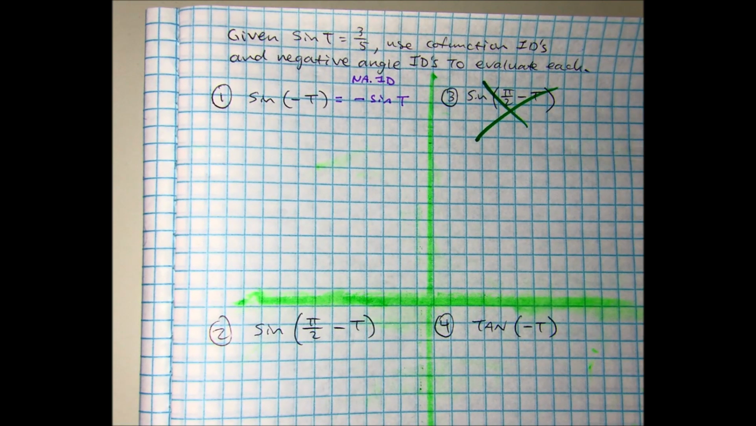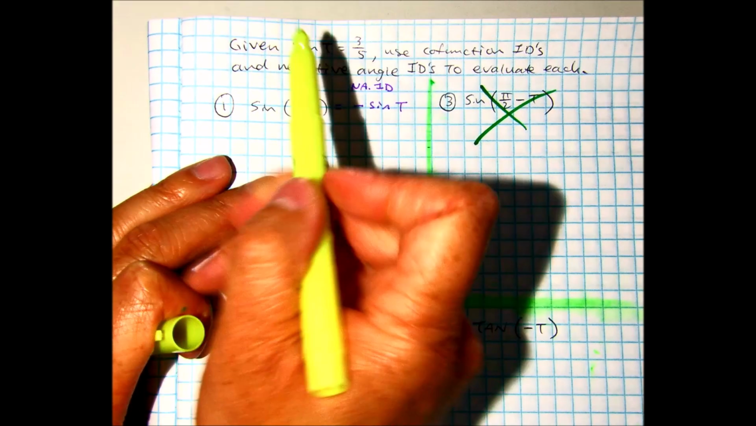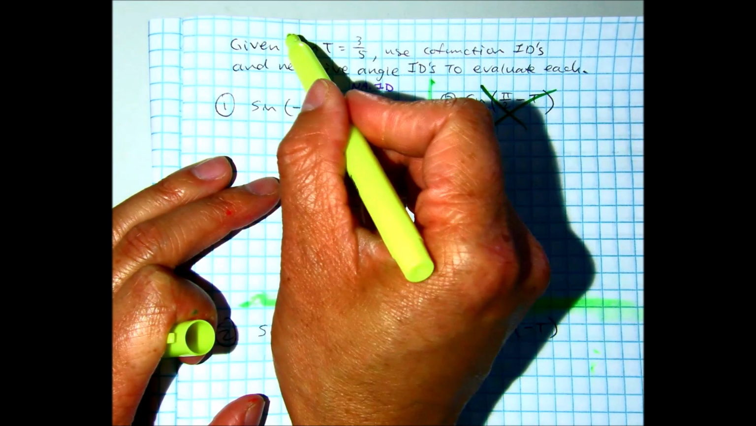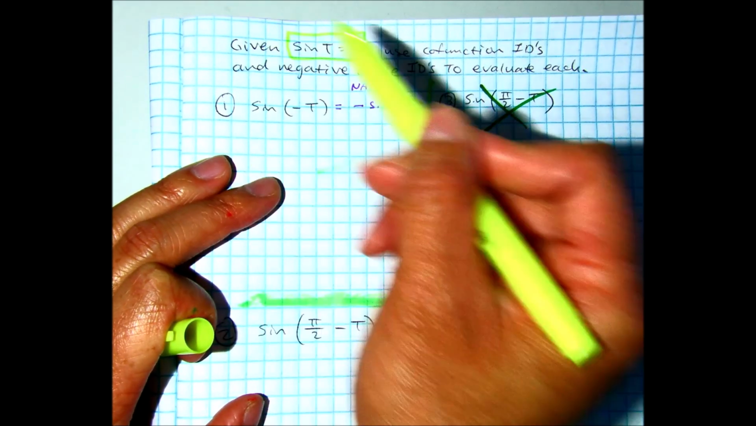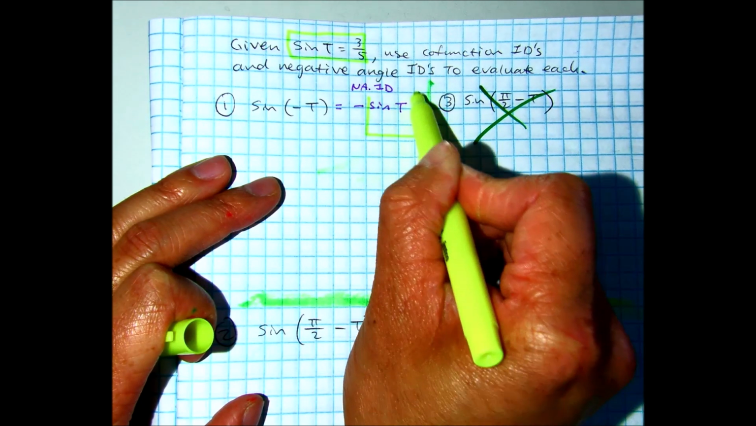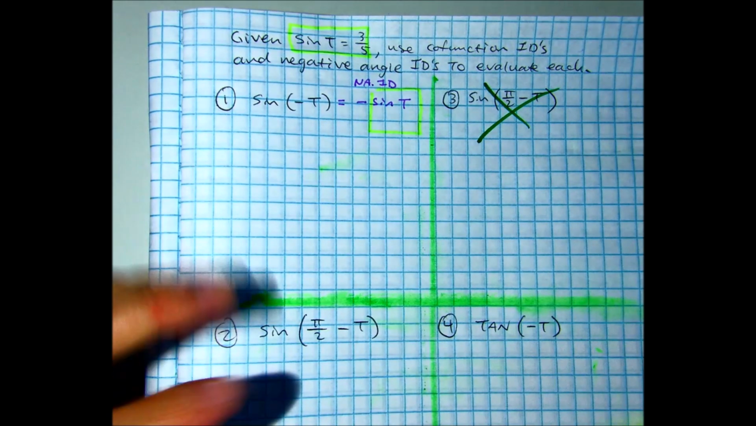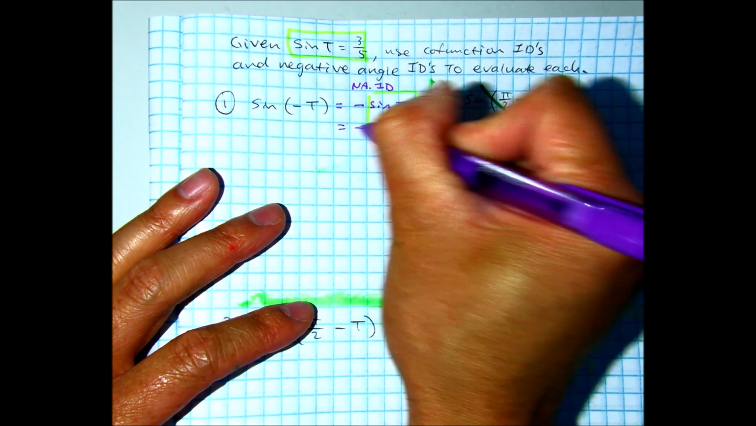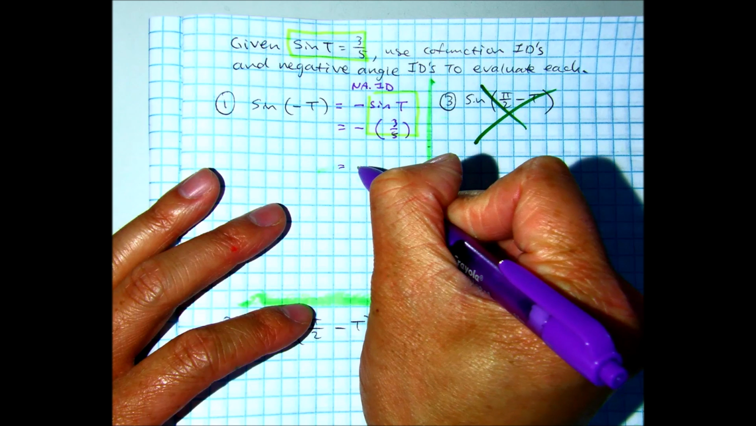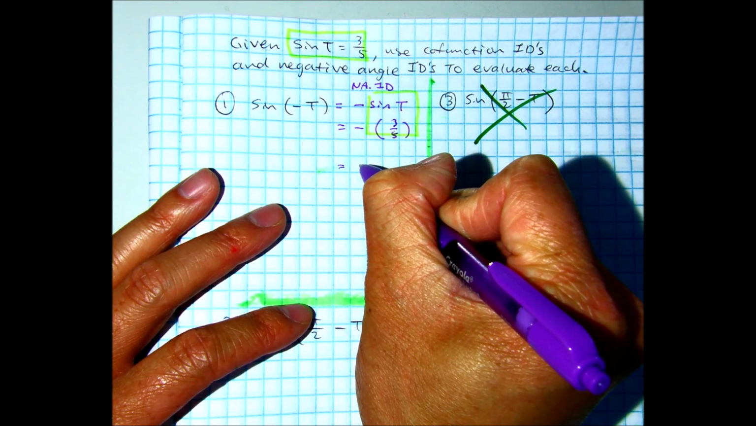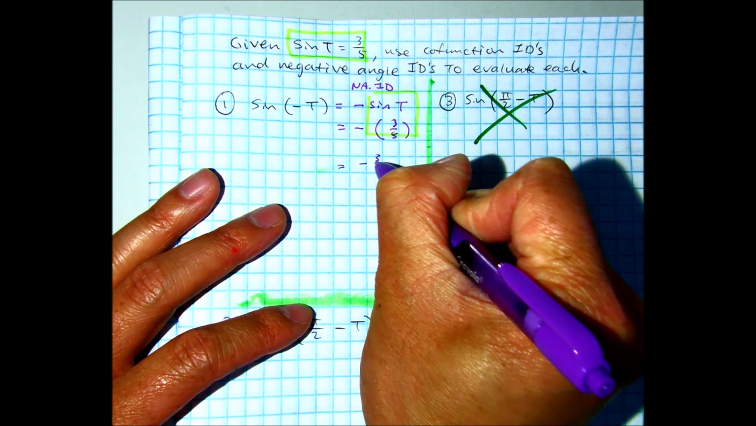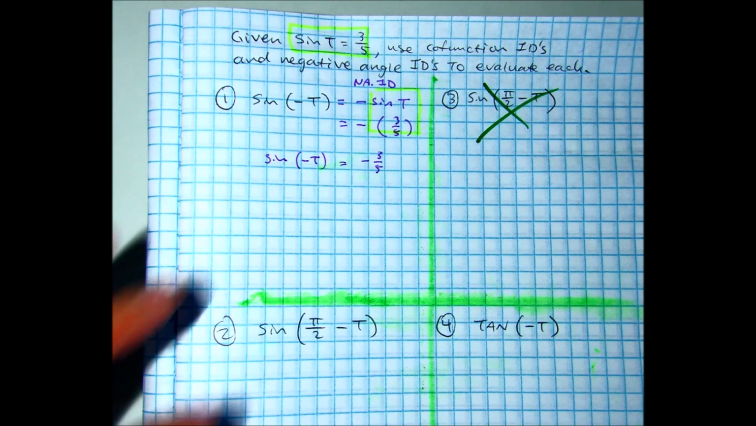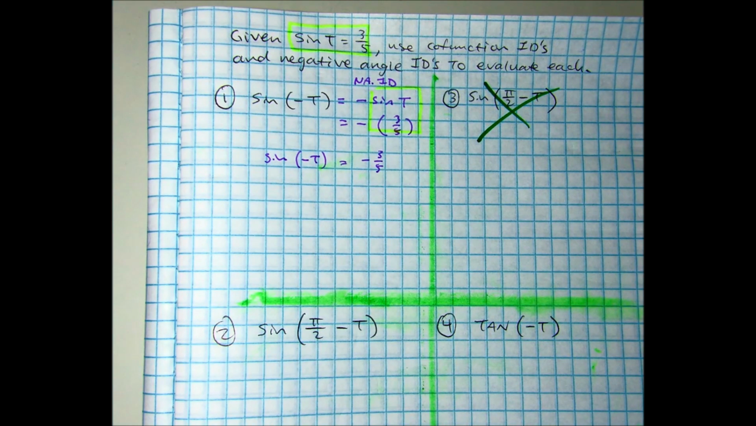There is a negative angle identity. So, I recognize that they've given me, think of it as like a puzzle. They've given you some puzzle pieces and you must use them. So here's my puzzle piece. Sine of t equals 3/5. In class, the opposite of 3/5. Negative 3/5. Sine of negative t equals negative 3/5. Raise your hand if you got that.